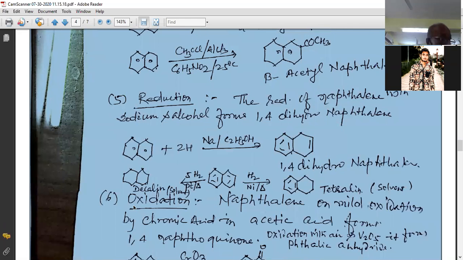And reduction. The reduction of naphthalene with sodium and alcohol forms 1,4-dihydronaphthalene.